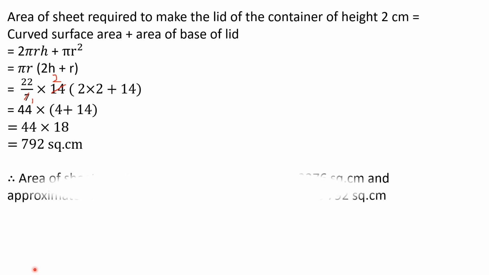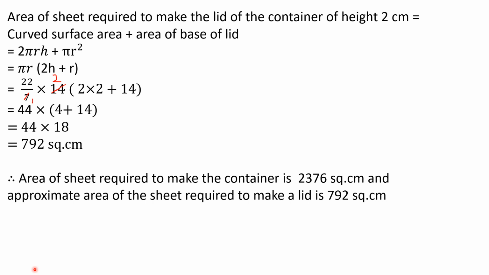Okay, student. So finally you'll write down: therefore the area of sheet required to make the container is 2376 square centimeter and the approximate area of the sheet required to make a lid is 792 square centimeter.